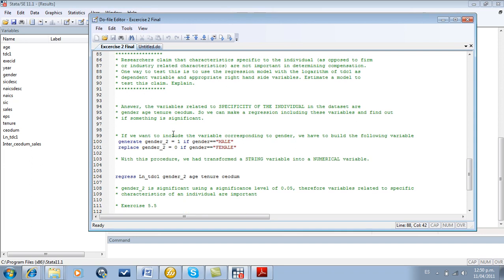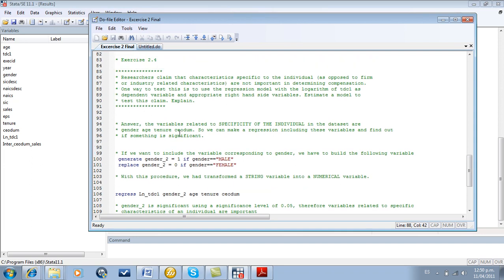Okay, perfect. Well, the variables related to specificity of the individual in the dataset are gender, age, tenure, and CO dummy. These are characteristics of the individuals, not of the industry or the firm. So we can make a regression including these variables and find out if something is significant.